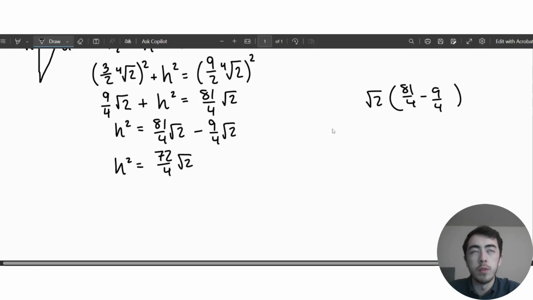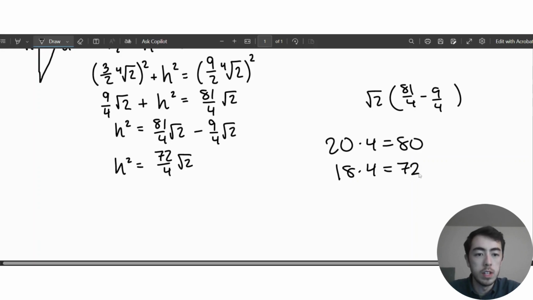72 is a multiple of 4. I know that 20 times 4 is 80, so I could do 18 times 4 to get 72. It's just two fewer 4s. So this 72 over 4 is just going to be an 18. And I should square root both sides to get h alone.